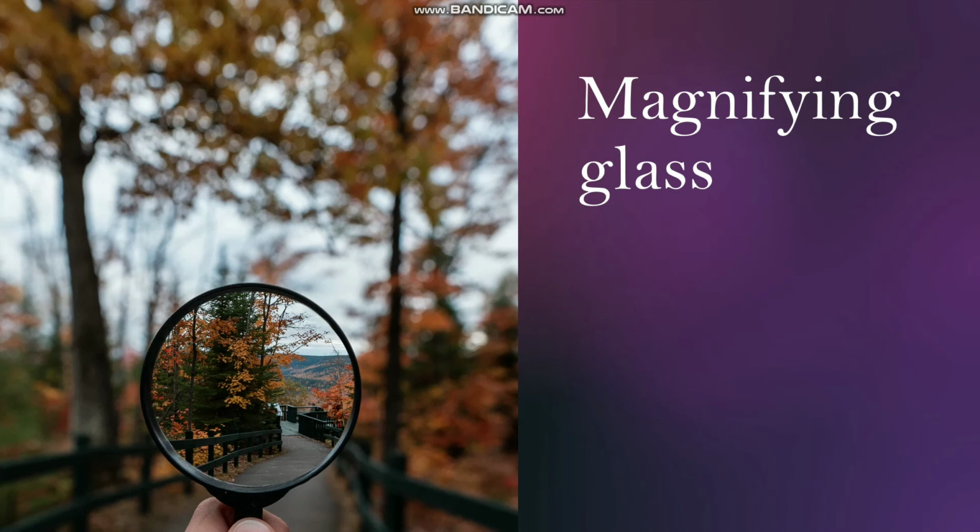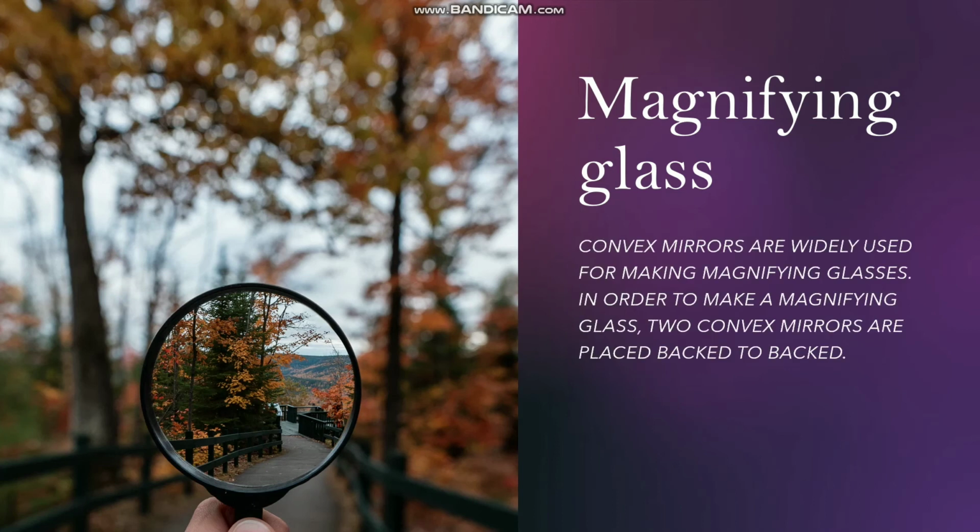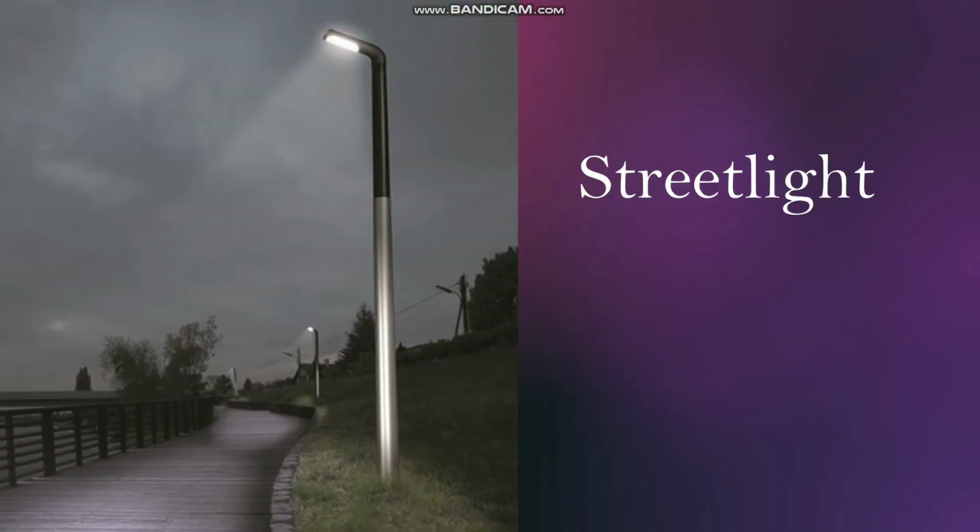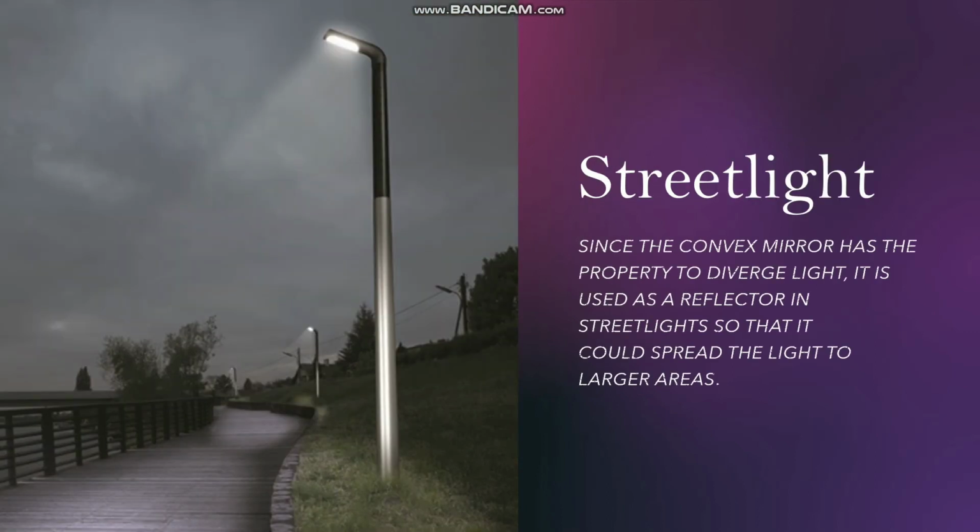The fifth one is magnifying glass. Convex mirrors are widely used for making magnifying glasses. In order to make a magnifying glass, two convex mirrors are placed back to back. The last one is street light. Since the convex mirror has the property to diverge light, it is used as a reflector in street lights so that it could spread the light to larger areas.